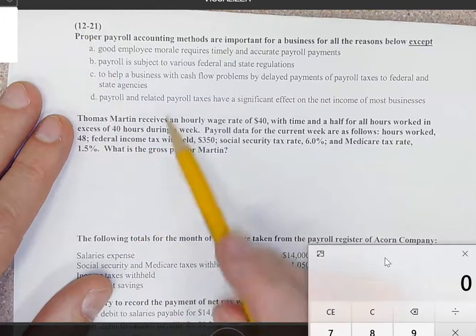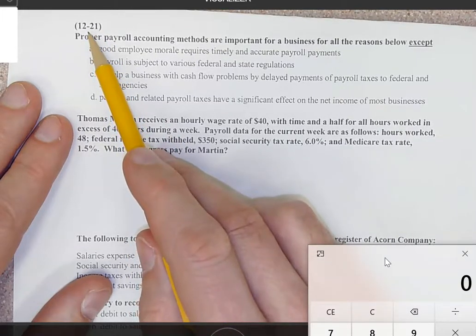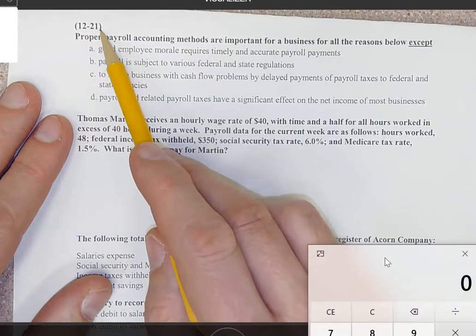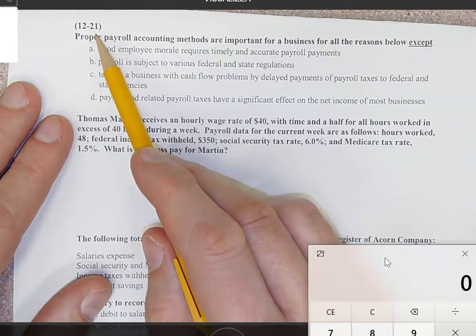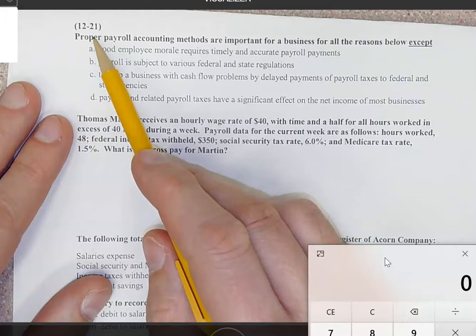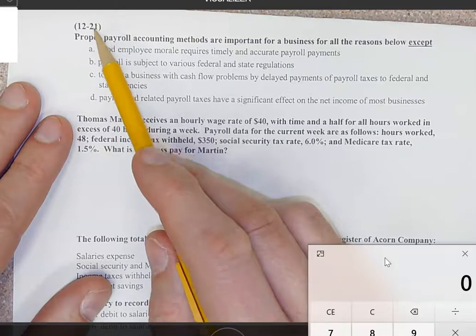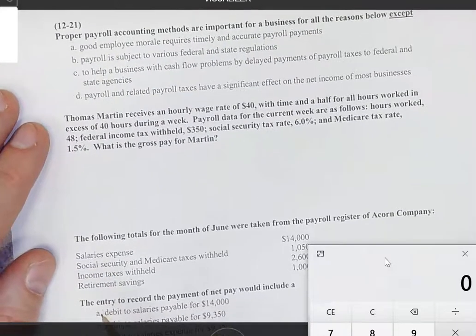the questions that come after this can be found on the PowerPoint presentation between slides 12 and 21. So the first video that we made for liabilities wasn't numbered, but it would have been slides 1 through 11. Those questions would have pertained to slides 1 through 11. These questions pertain to slides 12 through 21. Okay, let's see what we got here.